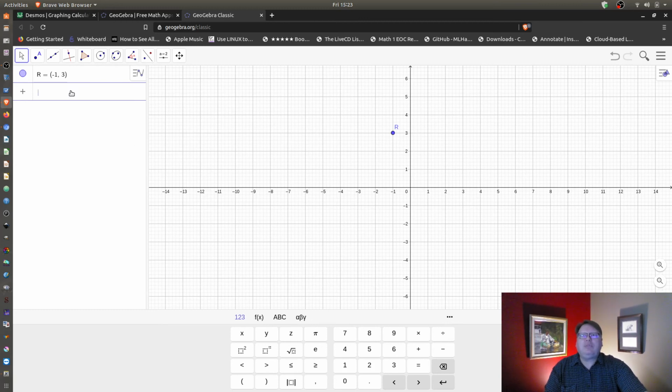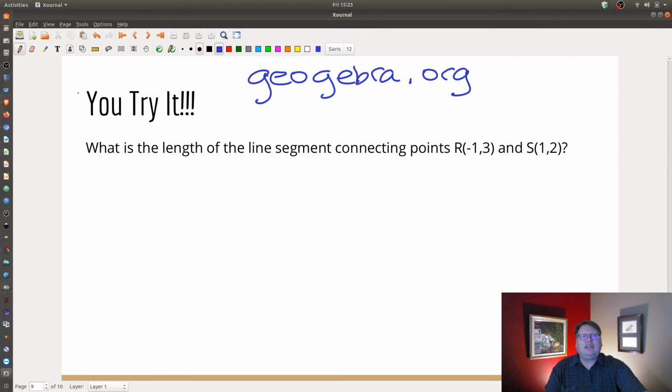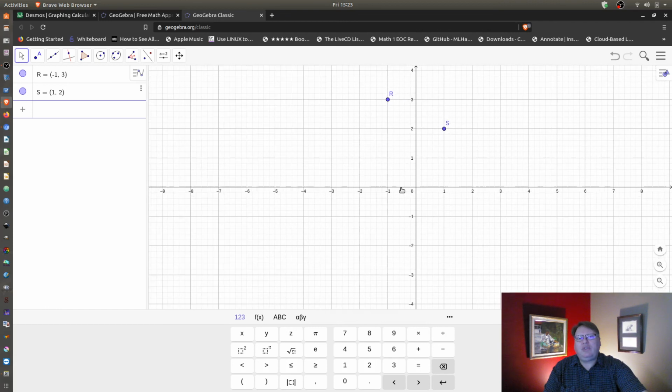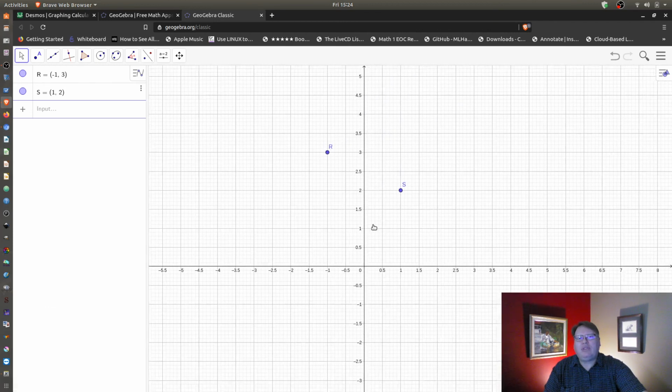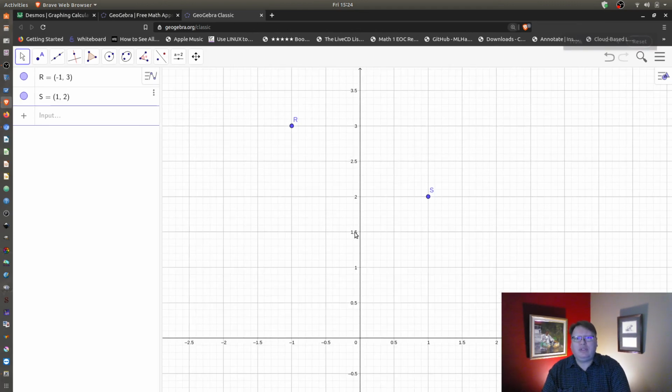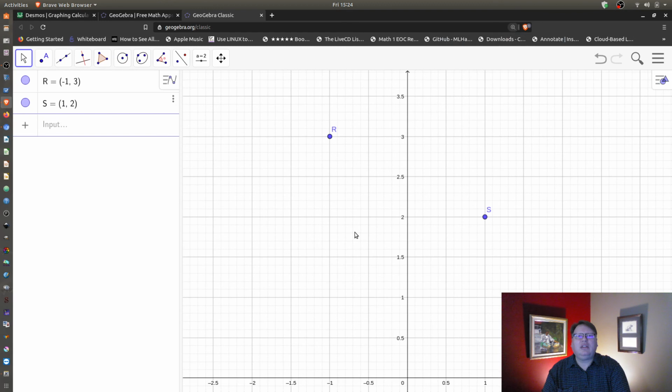And now we want to put in our other point, S, which is at (1, 2). So we're going to do capital S equals parentheses 1, 2, and hit return. Now there are your 2 points, and I want you to zoom in. If you have a scroll mouse, you can scroll in. You can probably also do Control+. Yes, you can, to zoom in on that.